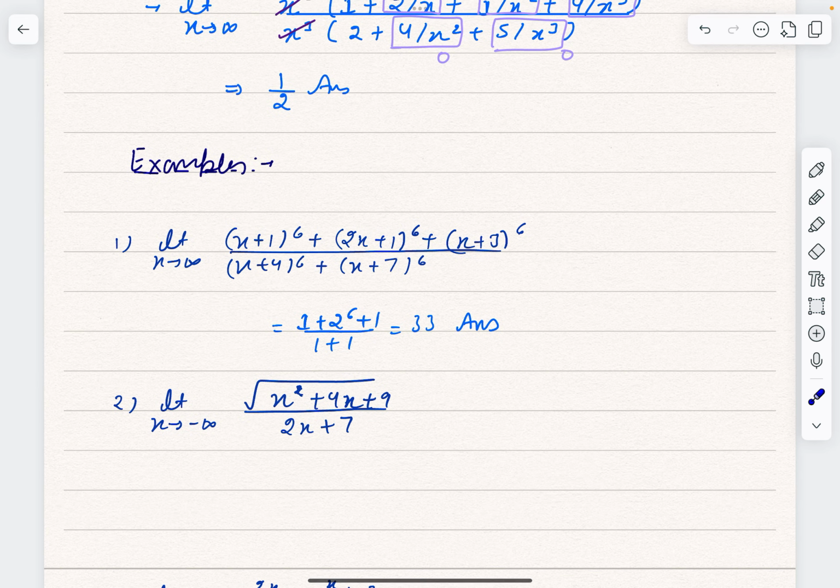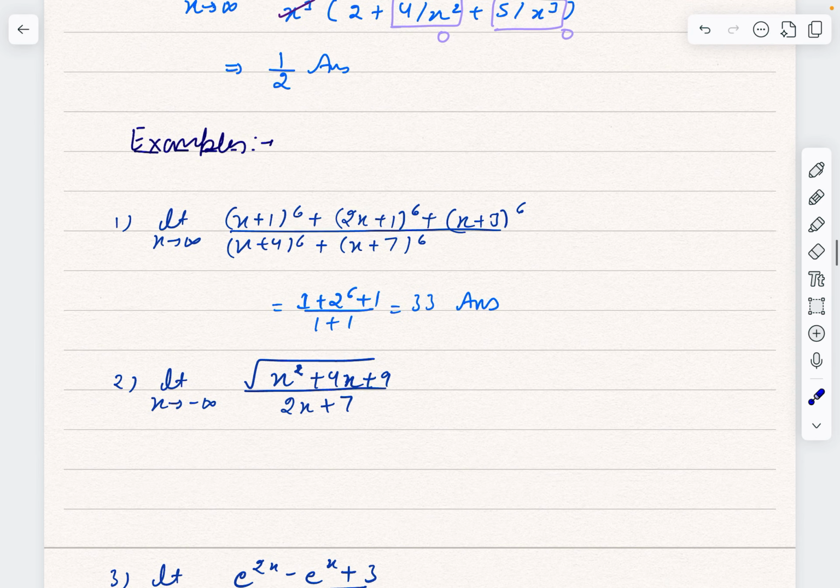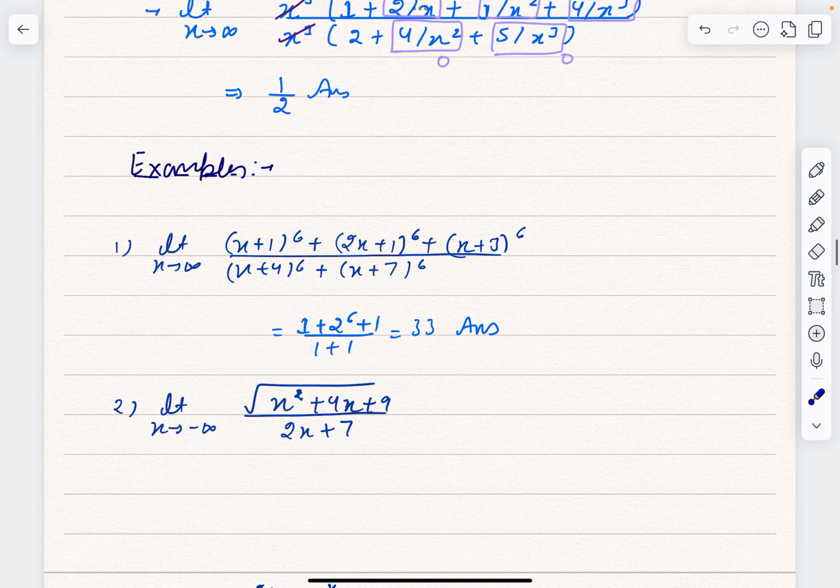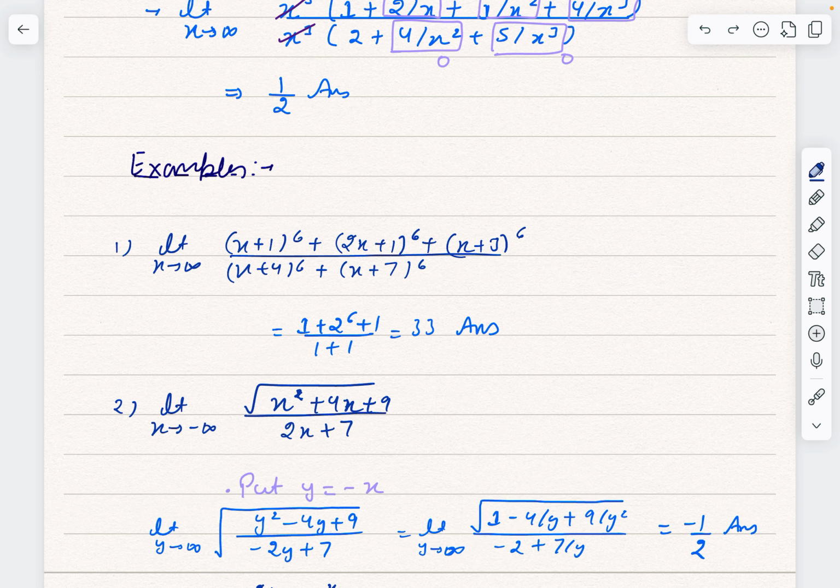So limit x tends to minus infinity of square root of x square plus 4x plus 9 divided by 2x plus 7. The square root is over the whole thing. Okay, guys, you can give it a try. Let us start discussion now. The answer for this problem is minus 1 over 2.